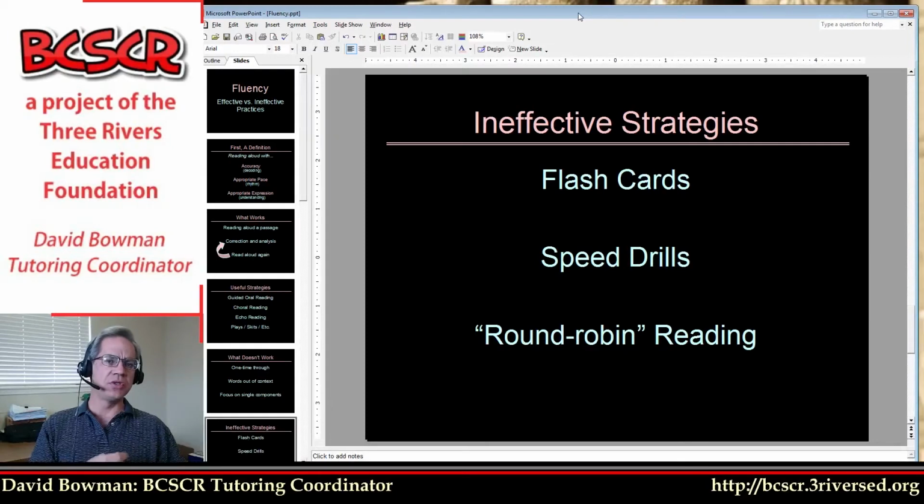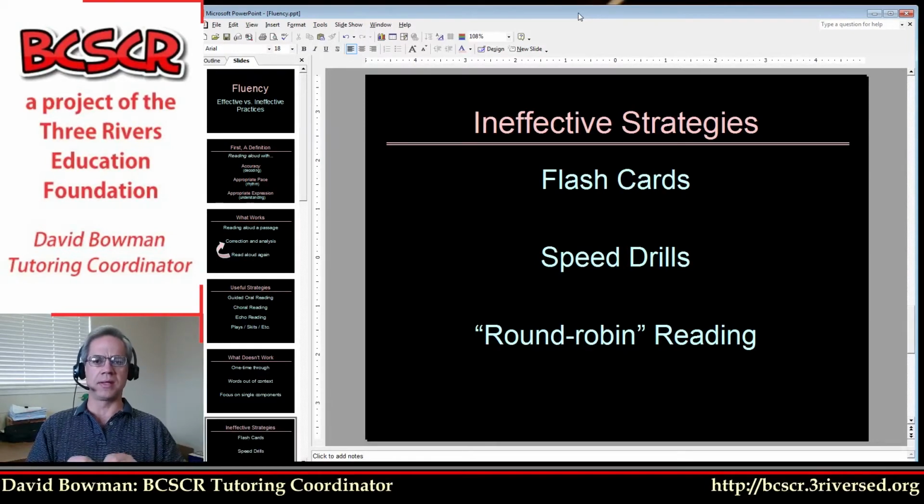I see a lot of tutors doing speed drills, where kids have 1 minute to read as much as they can, and maybe we count errors or something along that line. That also doesn't work, because it gives a false impression that the goal of reading aloud is to get through it as quickly as possible. It's not. It's to get through it accurately with appropriate pacing and appropriate expression. So speed drills create that false impression.